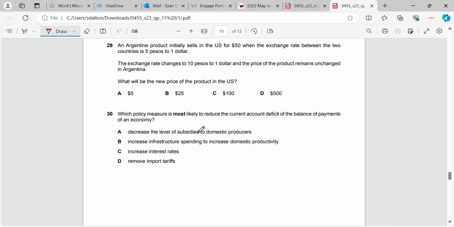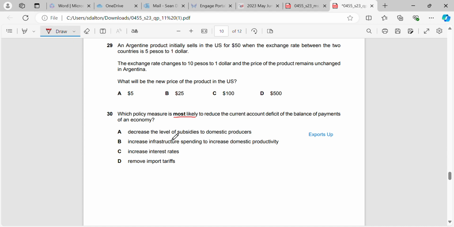Okay, our first question is, which policy measure is most likely to reduce the current account deficit on the balance of payments of an economy? So the first thing we need to remember, or that we should be typing as we go through, is that in order to reduce a deficit, exports are going to have to go up, and or imports will have to go down, because a deficit results from having more imports than exports in simple terms.